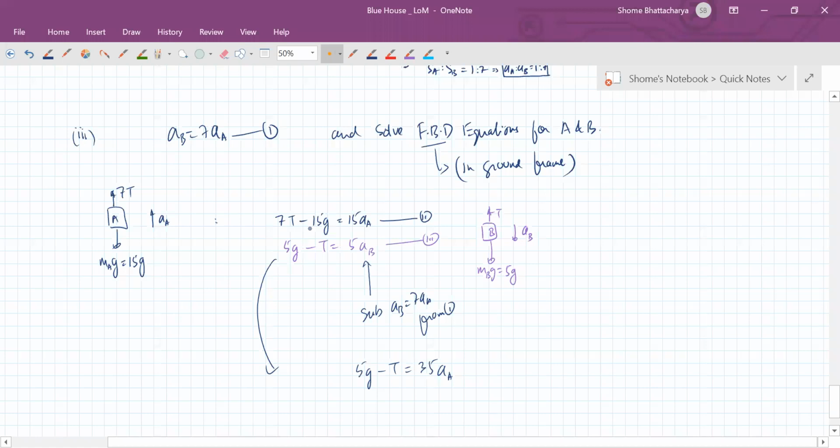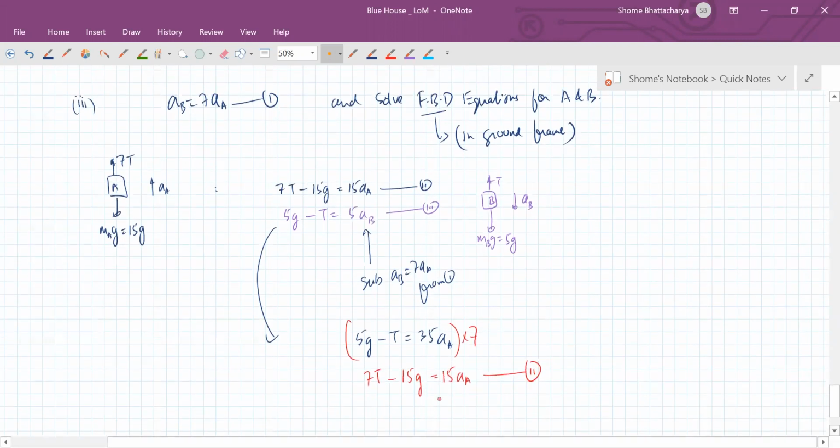Then what you do is when you compare it with this equation, you see that this equation has 7T and this has T. So you multiply this with 7. And then compare it with this equation. This is equation 2. Now you can add these two equations. So the moment you add, your 7T cancels out. But you have 35 minus 15 g is equal to, this will become how much?